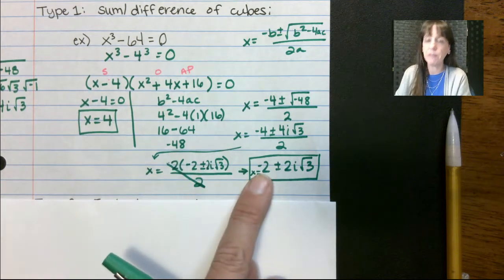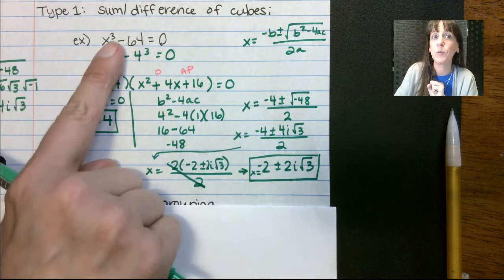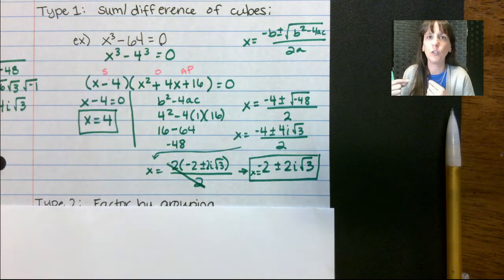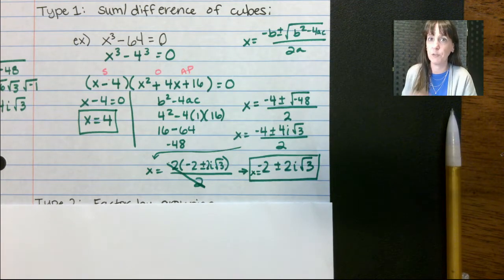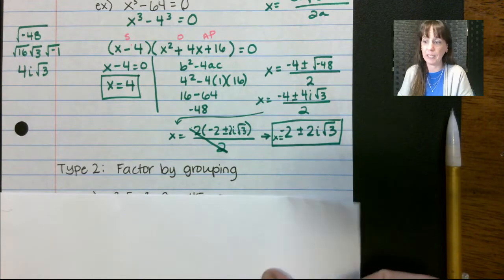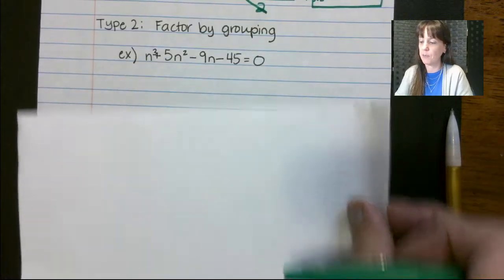How many solutions do we have? 3. How many should we have? We go and we look at our highest exponent, 3. If you don't have 3, you should know why, and that'll come up a little bit in a future video. So that's sum and difference of cubes. Let's talk about factoring by grouping and solving polynomials that way.